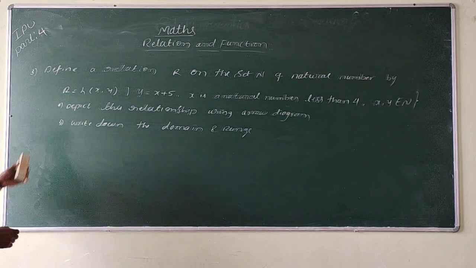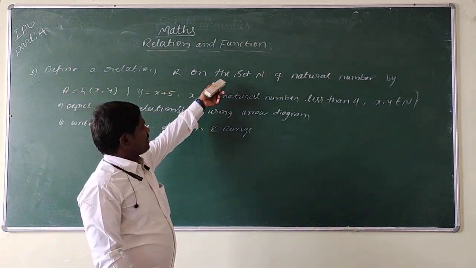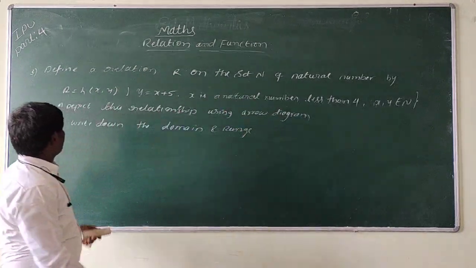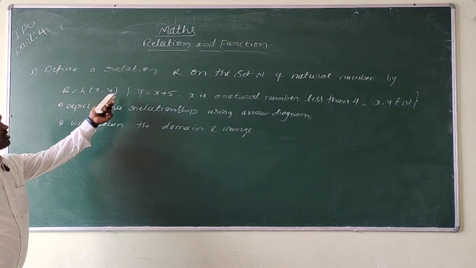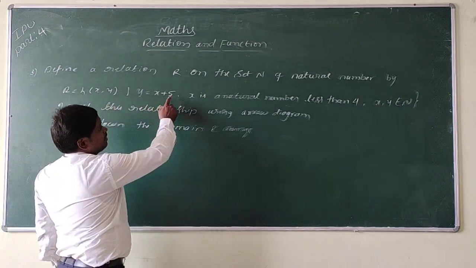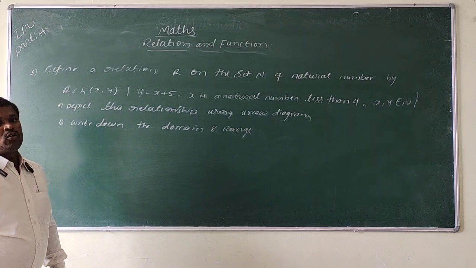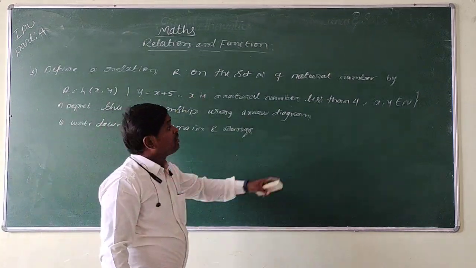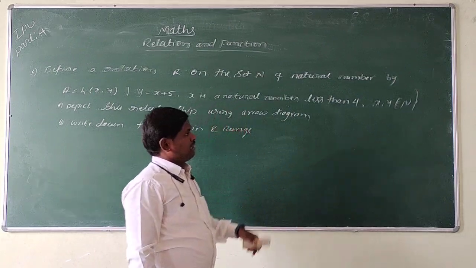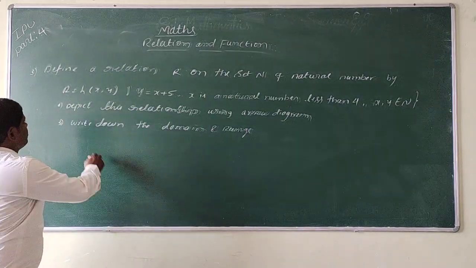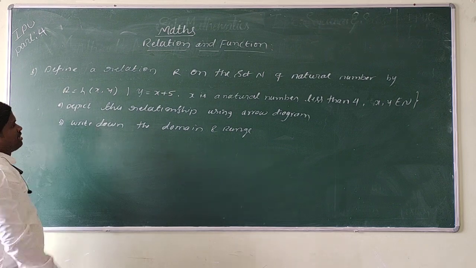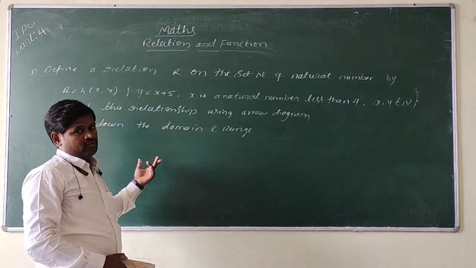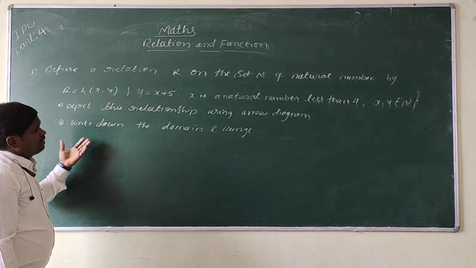So see here, the relation R is on the natural numbers, defined as the set of ordered pairs (x, y) such that y = x + 5, where x is a natural number less than 4, and x and y are natural numbers. The first question: depict this relationship using an arrow diagram, and write down the domain and range.